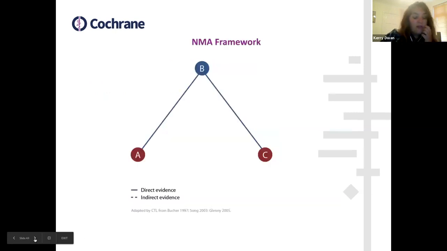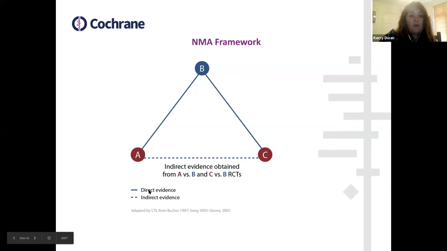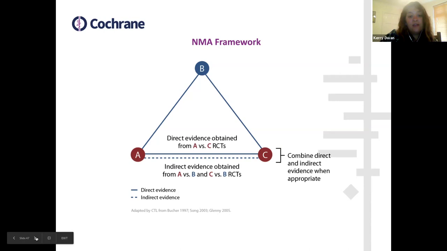And this is the most simple form of network meta-analysis. So we've got 3 interventions, A, B, and C. And we've got 1 trial that looks at A versus B, 1 that looks at B versus C. And we've got the indirect evidence from this. And we might also have direct evidence. We might have another trial that compares A versus C as well. And what we can do is we can combine the direct and indirect evidence when appropriate.